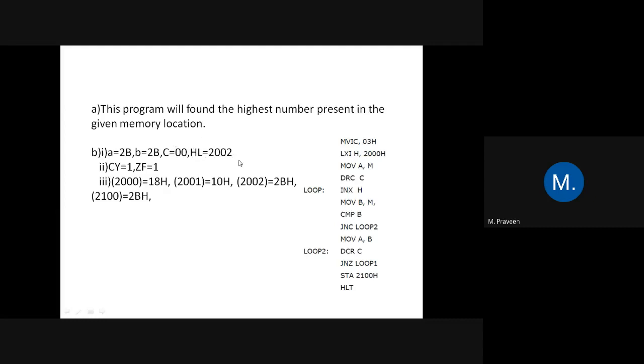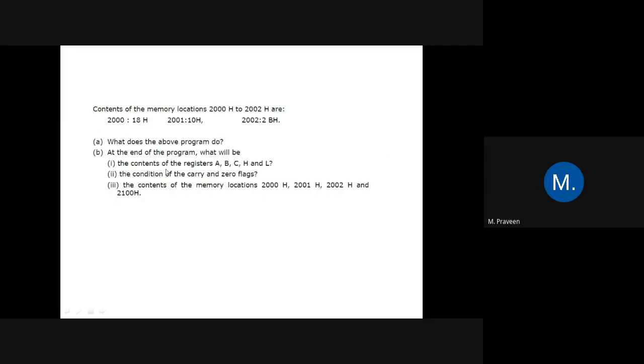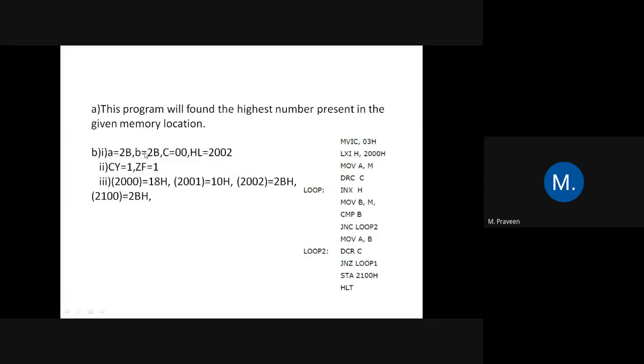And the HL value is finally incremented to 2002. So 2002 is going to be the HL value. So similarly, this is the second answer. The contents of registers A, B, C, H, and L are now going to be 2B, 2B, 00, and 2002.